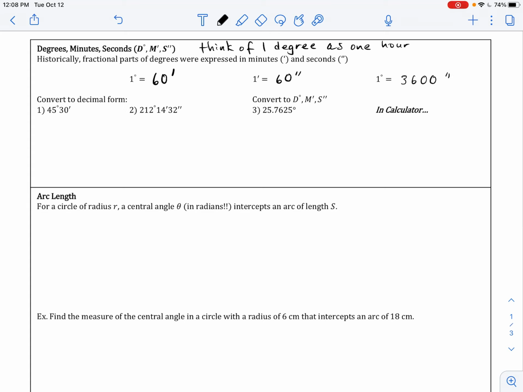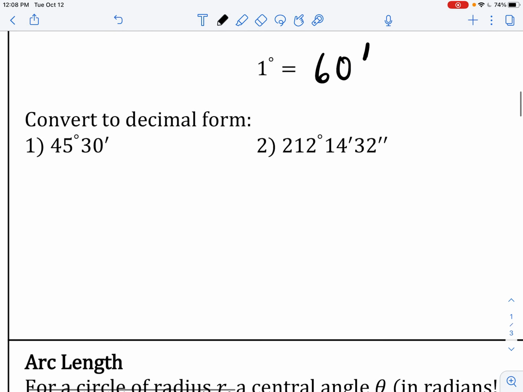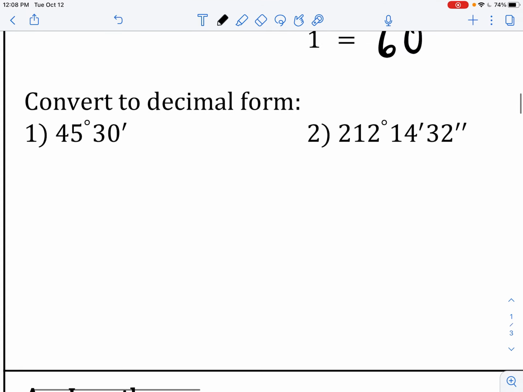Okay? So some word problems involve being more specific than just degrees. They will have you write an answer in terms of minutes or seconds. So it would be a good idea for us to know how to convert from degrees into minutes and minutes into seconds, and also how to go from degrees, minutes, and seconds into just decimal form. So let's take a look at these few here. So first off, let's convert these into decimal form.